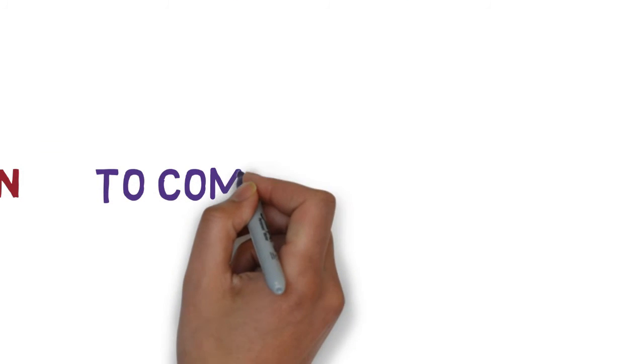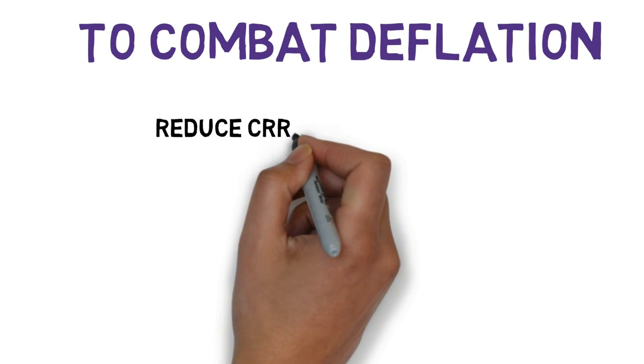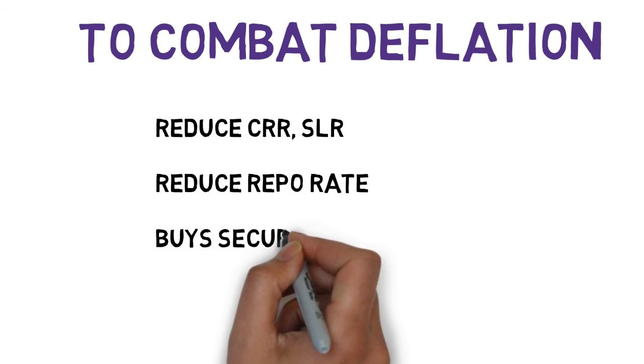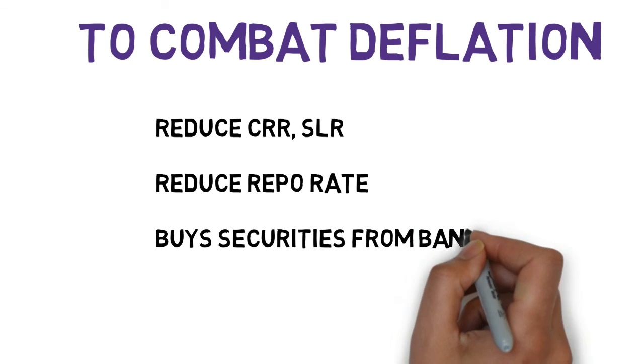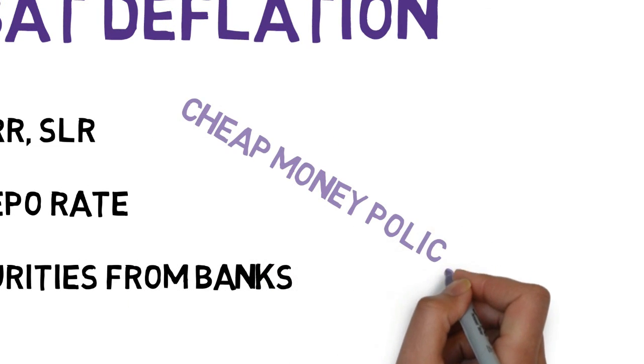And to combat deflation, RBI uses three instruments. They are reducing CRR and SLR, reducing repo rate, and buying securities from banks. This policy is called cheap money policy.